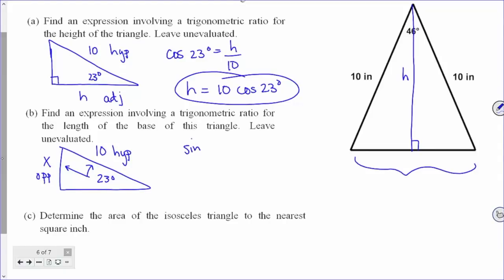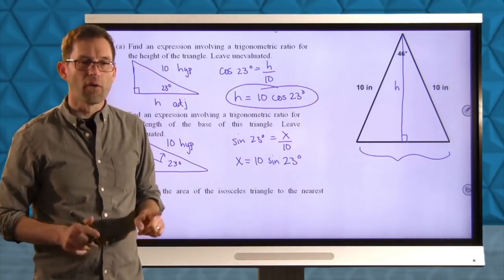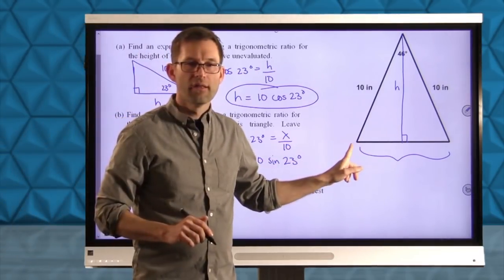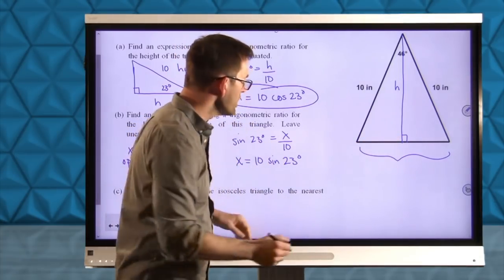Specifically, I can say that the sine of 23 degrees is equal to x divided by 10. So x will be 10 times the sine of 23 degrees. Now, the problem is, that's not the base of my triangle. That's only half of it, right? That's this. That's the x, right? What I need is 2x.